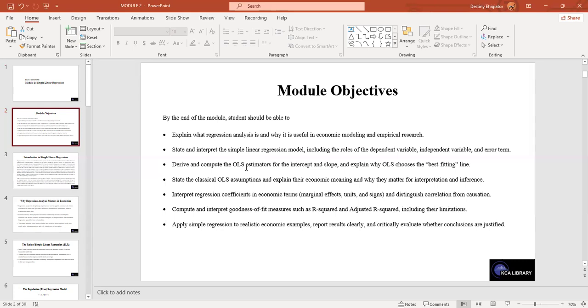We'll state the classical OLS assumptions and explain their economic meaning and why they matter for interpretation and inference. We'll interpret regression coefficients in economic terms. We'll also compute and interpret goodness of fit measures, such as the R squared, adjusted R squared, and their limitations. We'll also apply simple regression to realistic economic examples.